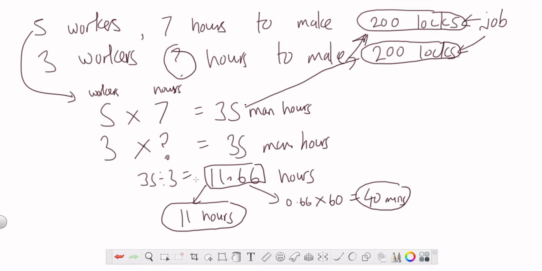That's a lot. All right, remember, with 5 workers, you can get the job done if each worker works 7 hours. But with 3 workers, they're going to have to work extra hard to get the same job done. They work longer.